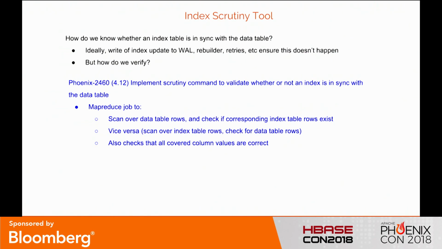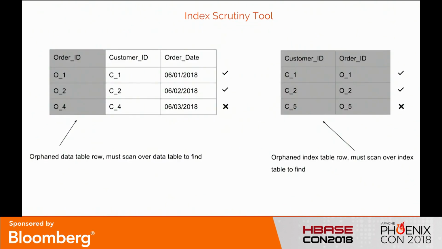Now you might want to reverse that, so you might want to scan over your index table and check if your data table rows are there. The reason why you want to do that is because, in this example, I have two orphaned rows, right? I have a data table row without a corresponding index row, and I have an index row without a corresponding data table row. Well, in order to find both of those rows, I need to do separate map reduce jobs, right? First, I need to scan over my data table, then check against the index table. And then to find the index table orphan row, I need to scan over my index table and do the opposite, right? Check if the data table row is there.